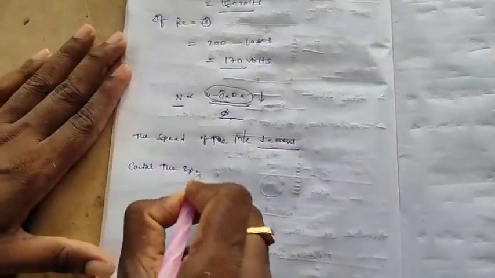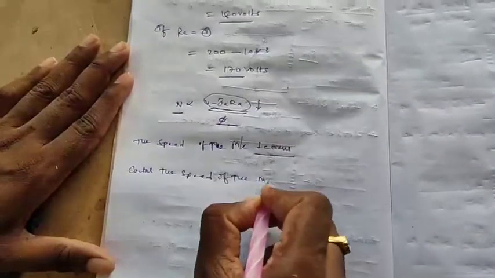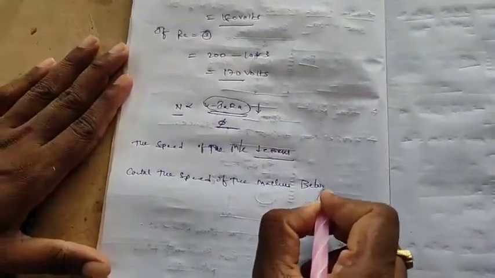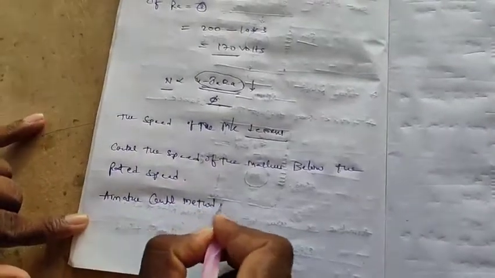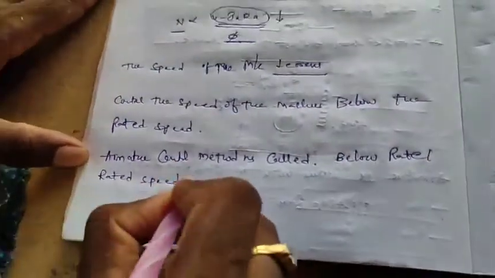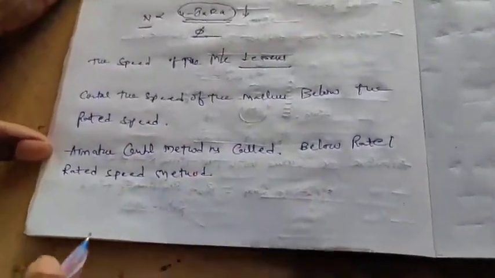Control the speed of the machine below the rated speed. That's why this method, the armature control method, is called the below rated speed method. So next we can go for varying the flux.